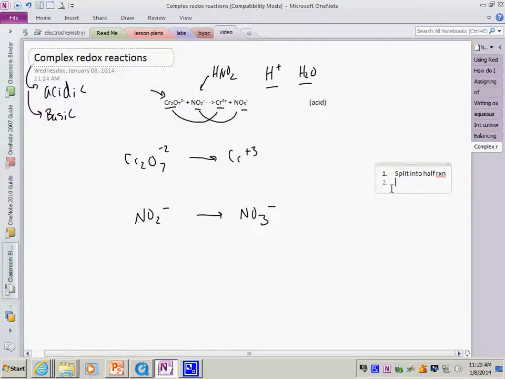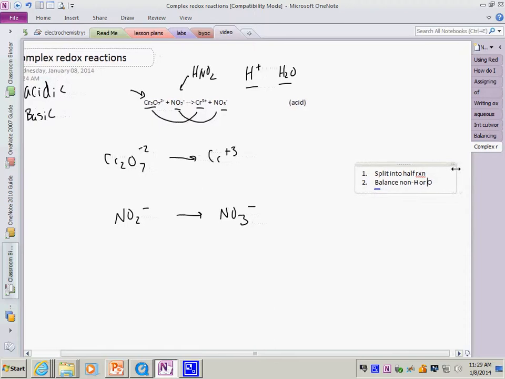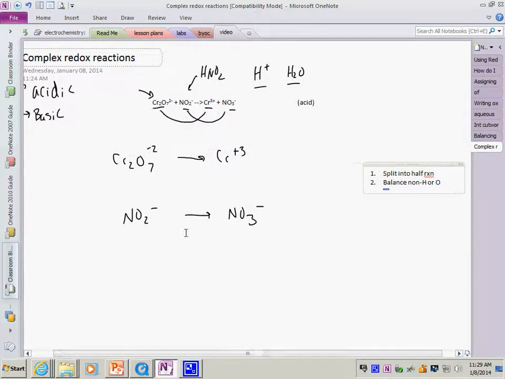Step two is going to be to balance non-hydrogen or oxygen atoms. There we go. I have two chromiums here, so I need to put a 2 here, and the nitrogens are balanced there.